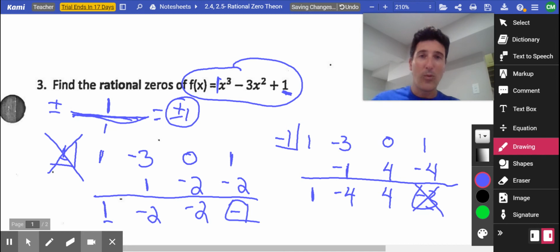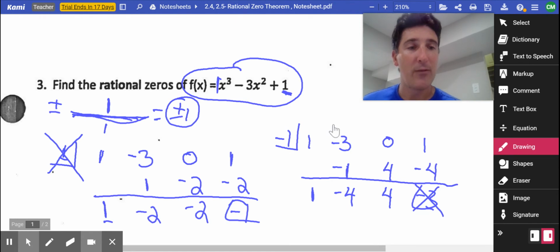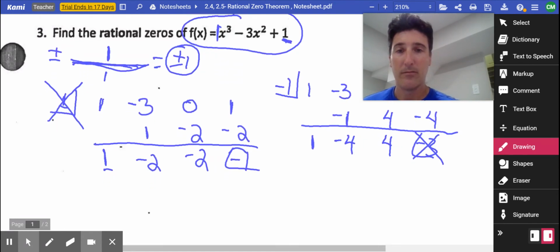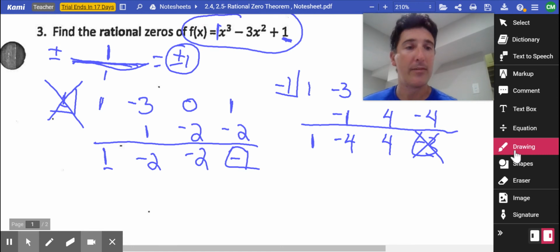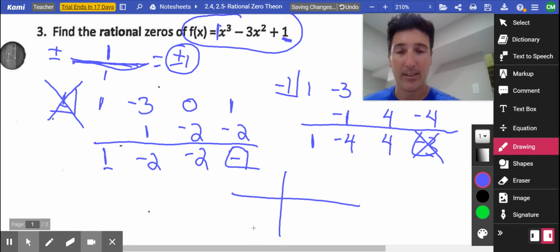So what does that mean? I tried all the possible rational zeros and they didn't work. There are 2 things this could mean. It could mean that all the zeros are imaginary, where you have the i in it, or the zeros are irrational. Now, the only way you would know is by graphing it. I'm just going to put a rough sketch. If I graphed this, you would see it hit the x-axis. It looks something like this.